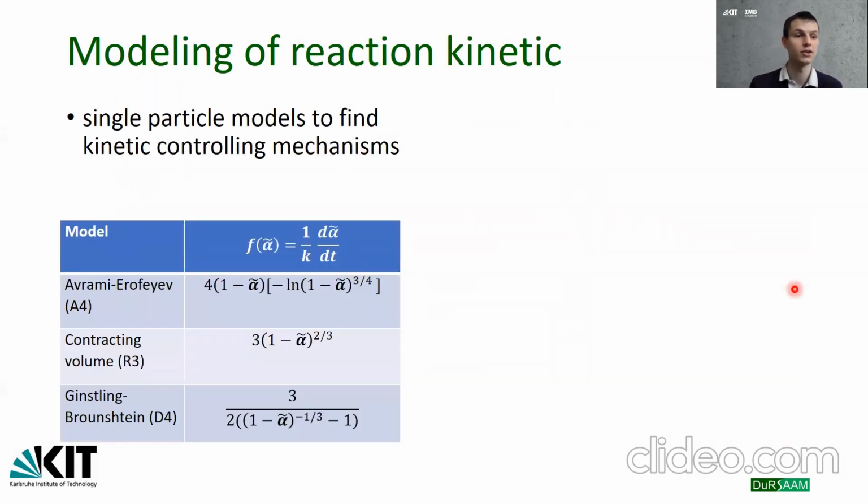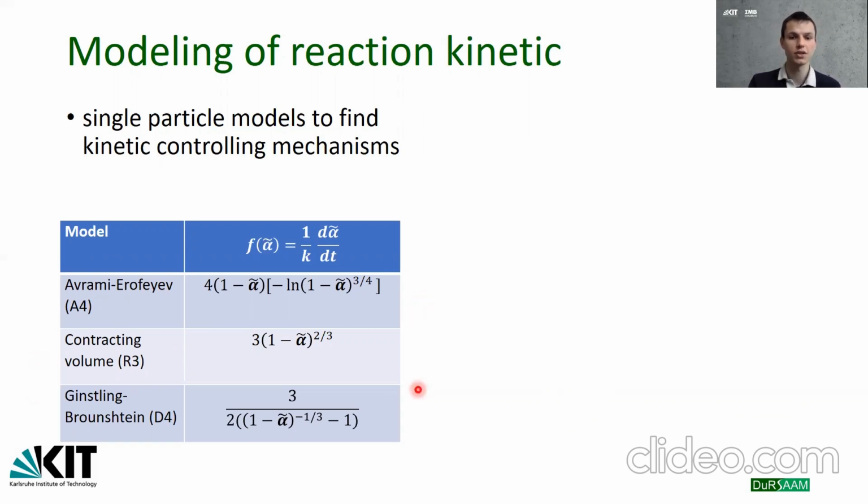Here, the goal is not only to predict this degree of reaction, but also to provide some possible mechanisms occurring during the activation of slag with water glass. And to do so, we use single particle models to find kinetic controlling mechanisms during this reaction. Three of them are very important: the nucleation process, modeled with an Avrami-Erofeyev function, the shrinking core process, modeled with a contraction volume model, and the diffusion process, modeled with a Ginstling-Brounshtein equation.